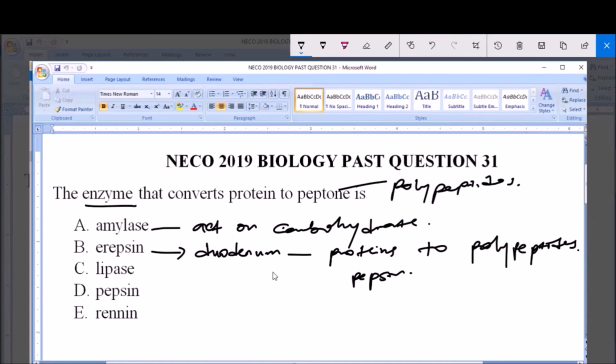Now, C says lipase. Lipase is an enzyme that converts fat and oil.